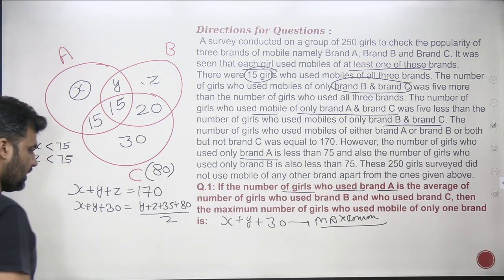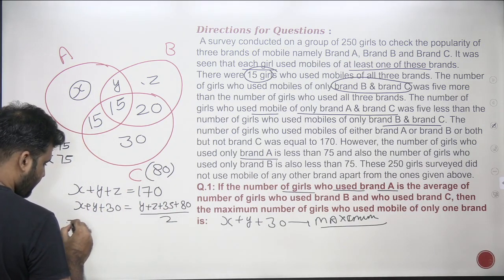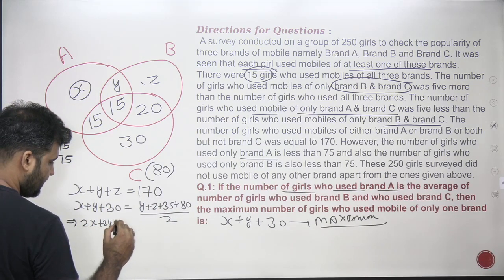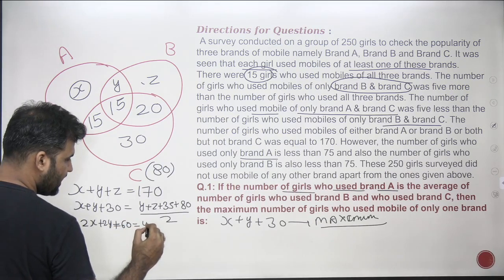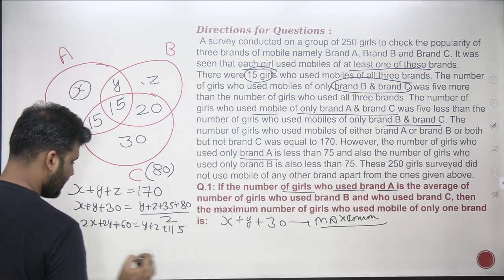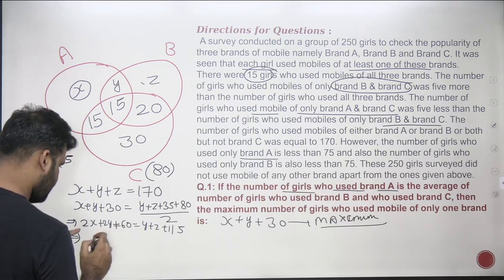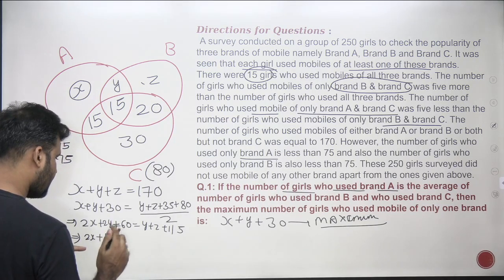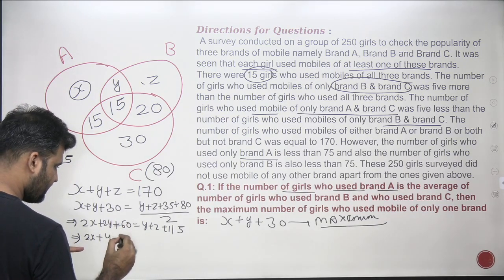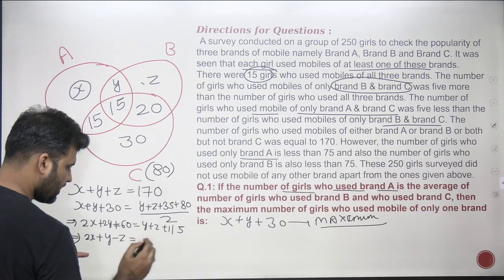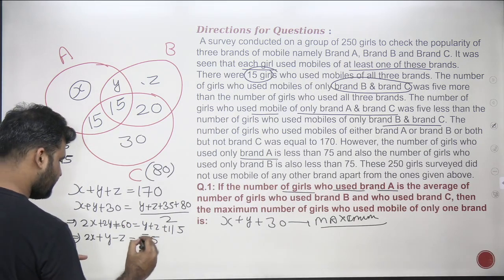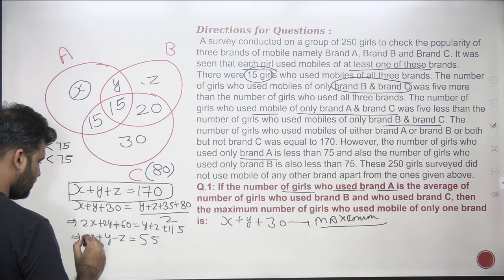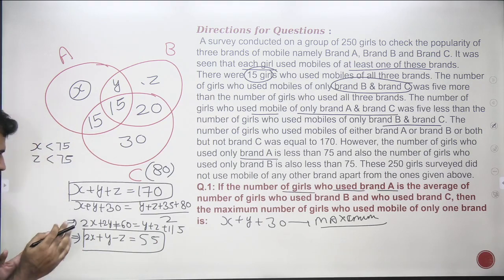Okay, so let's solve this first, right? If you solve this first, guys, you will find 2x plus 2y plus 60 equals y plus z plus 115. 2x plus 2y minus y is y, right? And if you take z on the left hand side, and 60 on the right hand side, it will be 115 minus 60, 55. So you have two equations now: x plus y plus z is 170, and 2x plus y minus z is 55. These are the two equations that we have.